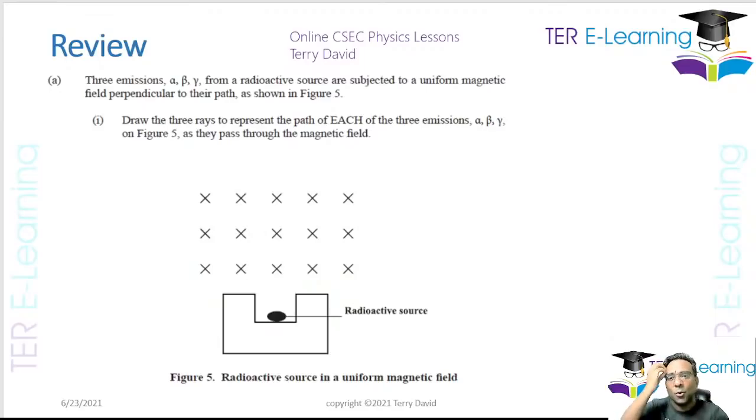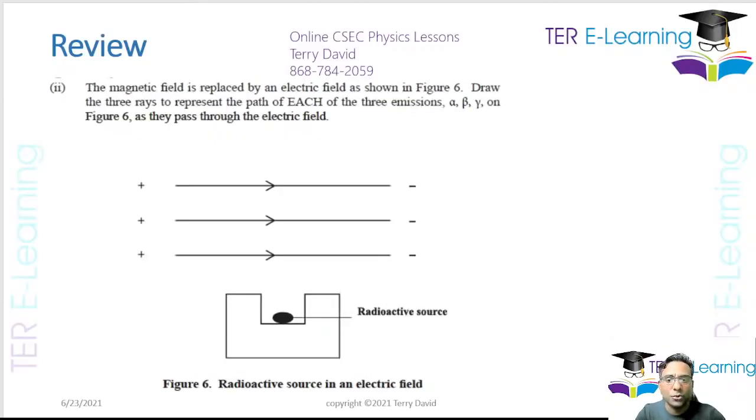You all need to know what happens to alpha, beta, and gamma when they pass through an electric field or a magnetic field. I'm going to do the electric field first. That's the easier one to do. Now, an electric field is simply set up, and it's easy to do. All you can do is do this.